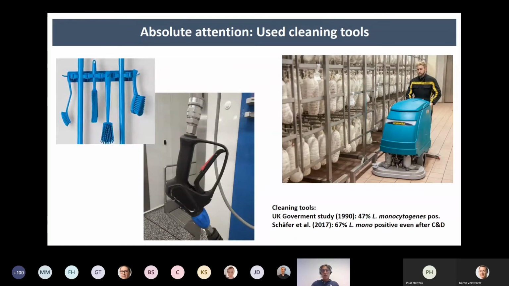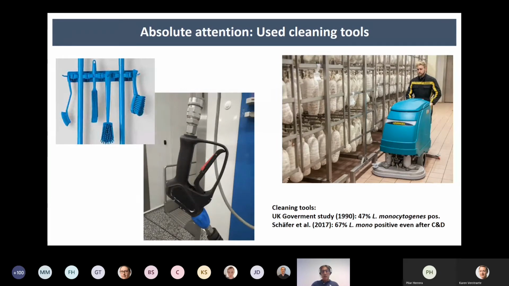And then, of course, also your cleaning tools. Even after cleaning and disinfection of your cleaning tools, they can be a source of contamination. In some studies, and also at ILVO, we see that although your cleaning tools are cleaned and disinfected and put away for the next day, up to 70% of those cleaning tools can still contain Listeria monocytogenes.